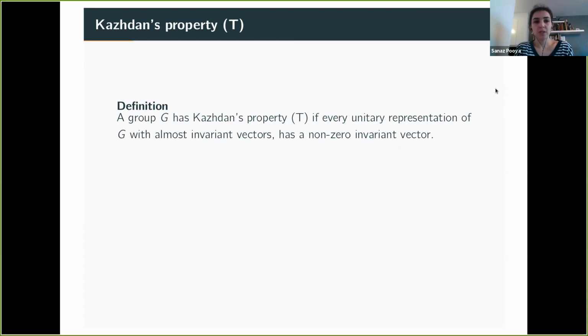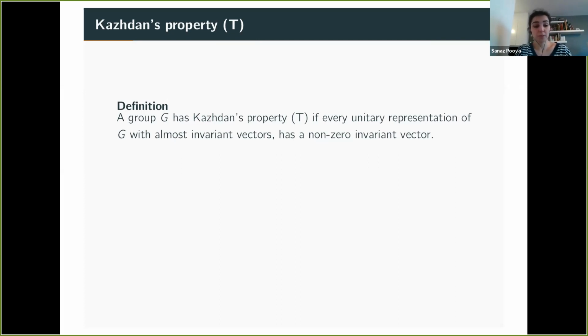Kazhdan introduced this property for locally compact groups when he was looking for a tool to show that a large class of higher rank lattices are finitely generated. So this notion was introduced in the mid-60s, and since then it became one of the fundamental notions in mathematics that has been used in various areas, not only in group theory, but also in representation theory, in operator algebras, in smooth dynamics, combinatorics, among others.